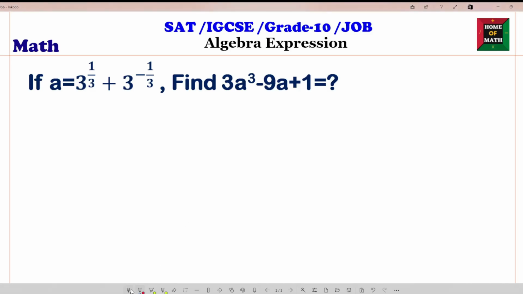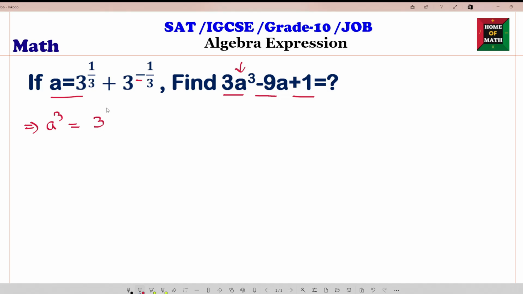Today's question: if a equals 3 to the power 1/3 plus 3 to the power minus 1/3, find 3a cube minus 9a plus 1. First, here is a, and we need a cube, so we will cube both sides.